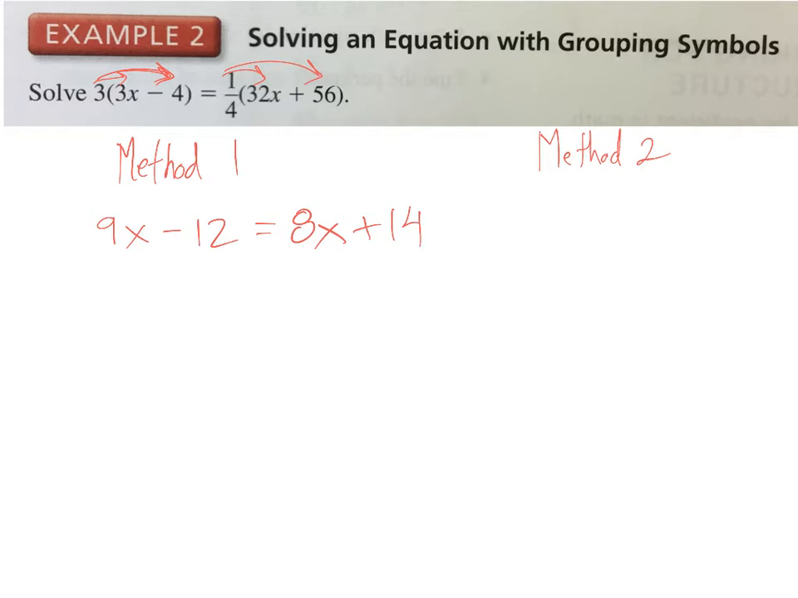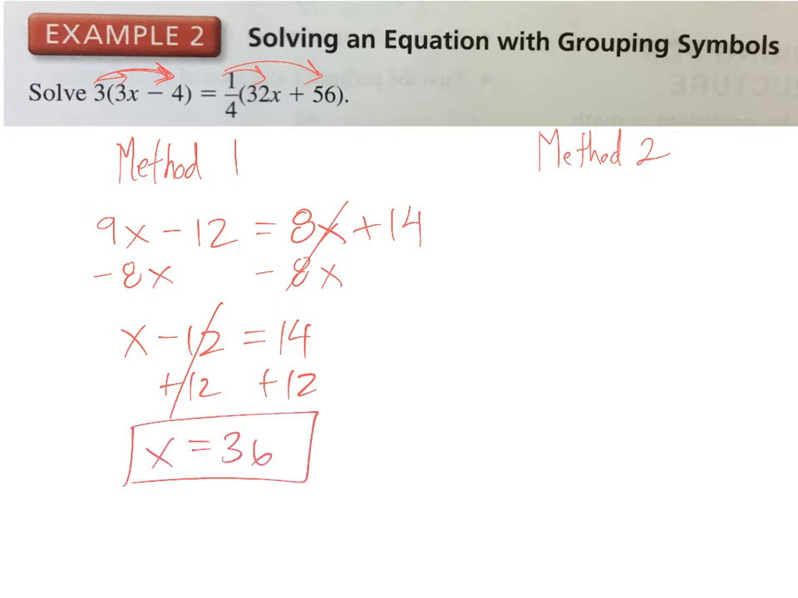So now it's a really simple equation to solve. I prefer always isolating the variable on the left side of the equation. So here I'll subtract 8x. And I get x minus 12 is equal to 14. Add 12. And I get x is equal to 36.